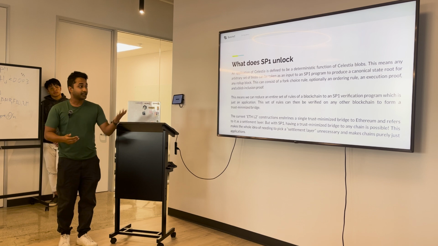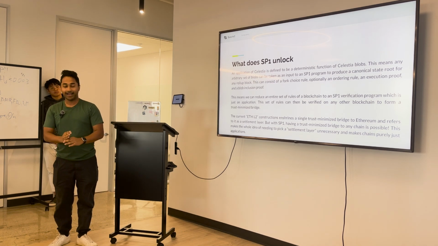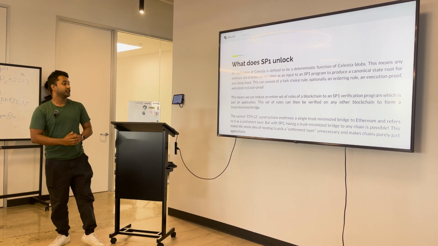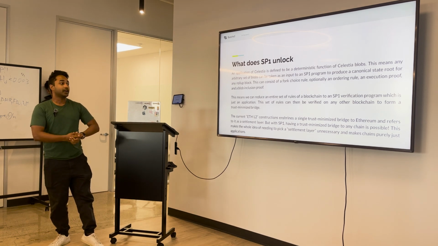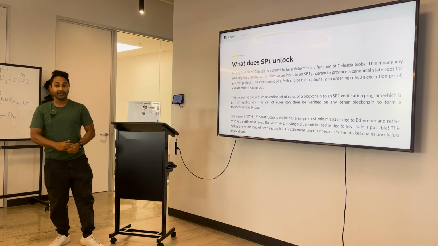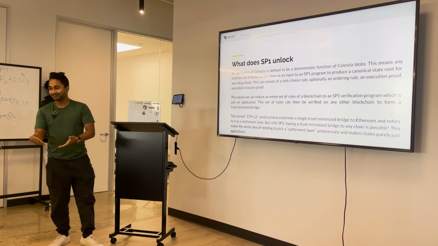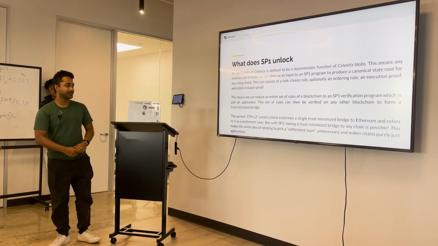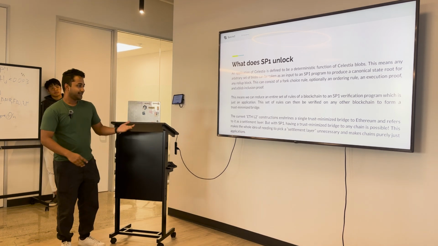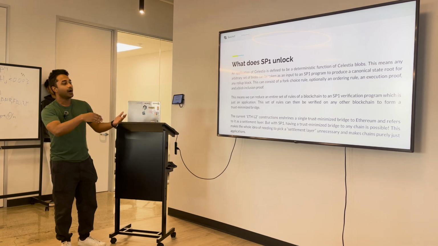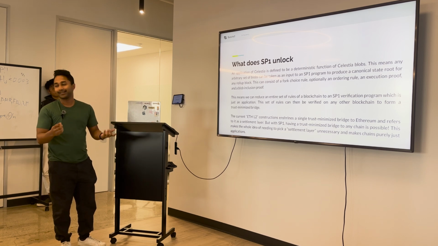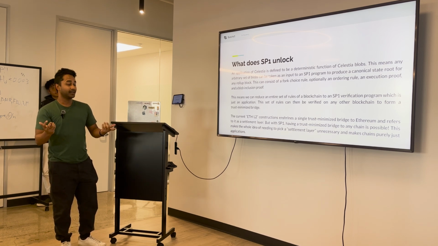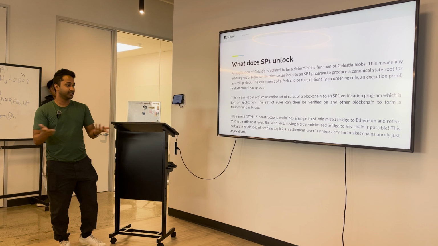This means we can reduce an entire set of rules of a blockchain to just an SP1 verification program, which is just an application, at the end of the day. And this set of rules can be verified on any other application or chain to form a trust minimized bridge. With SP1, you can have a trust minimized bridge to any other chain. It doesn't have to enshrine a single bridge. So it makes the whole idea of needing a settlement layer sort of unnecessary, and it just makes chains applications.